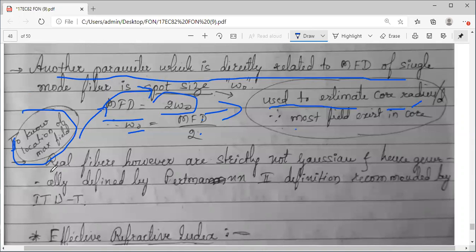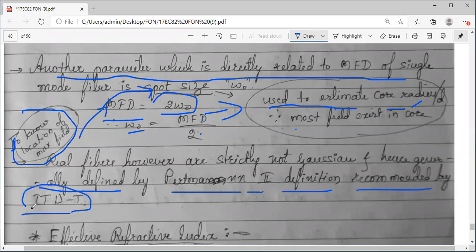However, whatever we are talking about, this Gaussian distribution, parabolic distribution, all these things, we are considering in ideal terms. But in case of real practical fibers, a strictly Gaussian distribution is not necessary. Field distribution may not be Gaussian. Okay, so it may be non-Gaussian. In that case, how you can define MFD is by a certain standard called the Petermann-2 definition recommended by ITU-T. This is a recommendation given by Petermann-2. According to that, MFD is defined for such real, practical fibers.